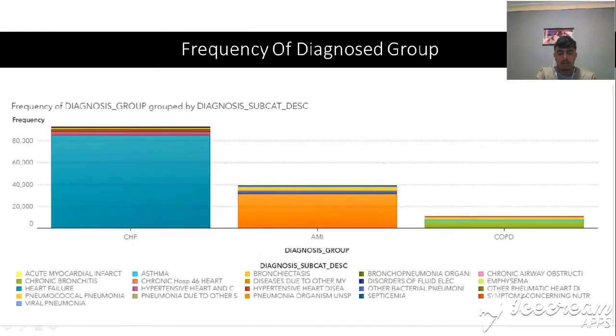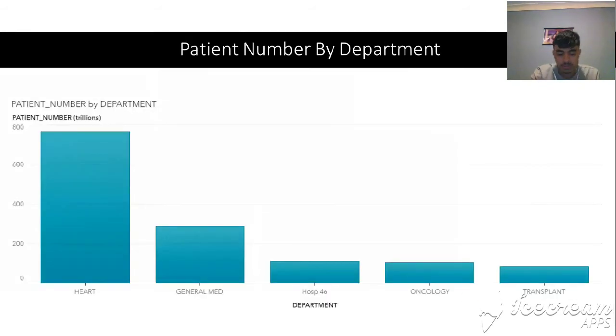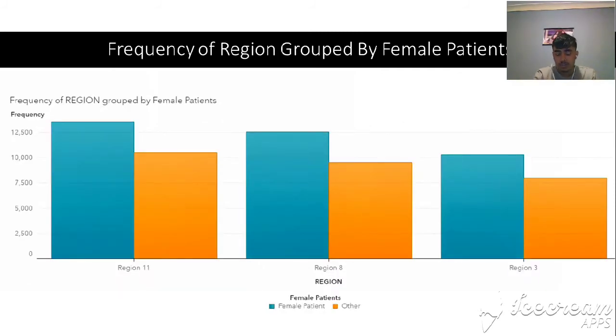Hi, I'm Saurav Dhakal, and in this graph, in each region, the most common diagnosis group is CHF, while the least is COPD. In this, the top 5 departments with respect to number of patients are heart, general med, hospital 46, oncology, and transplant. The graph shows the top 3 regions with the highest number of female patients.